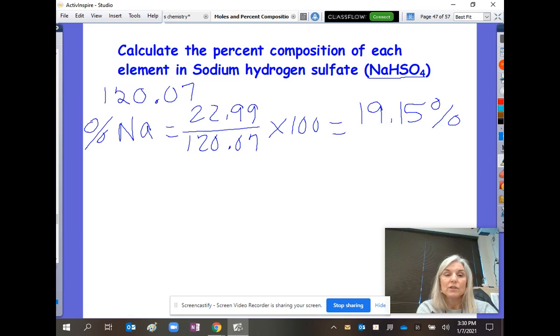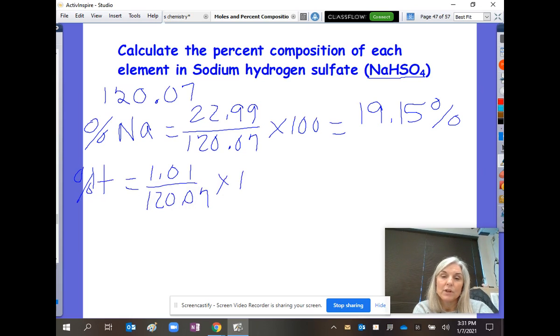And now for hydrogen, the percent of hydrogen, there's only one hydrogen, so that's 1.01 over the 120 times 100, and that gives us 0.84%. So again, we just need 2 numbers after the decimal.